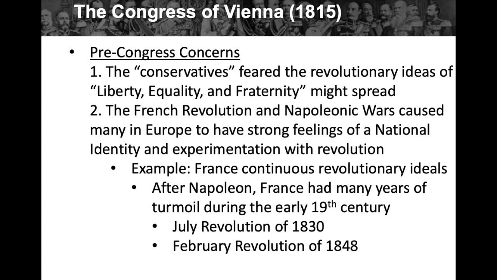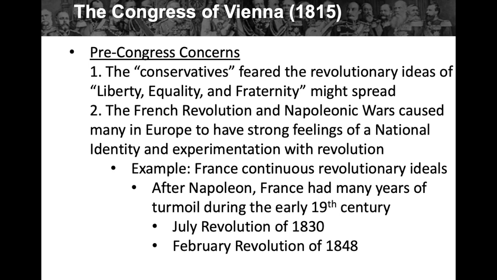So pretty much the rest of this PowerPoint, we're going to be talking about the Congress of Vienna of 1815. The Congress of Vienna, 1815, is a pretty important event that takes place in Europe because it sets up the stage for 19th century Europe and what goes on there, which will then set another stage for the First World War. So before we get into the Congress of Vienna itself, there are some pre-Congress concerns.